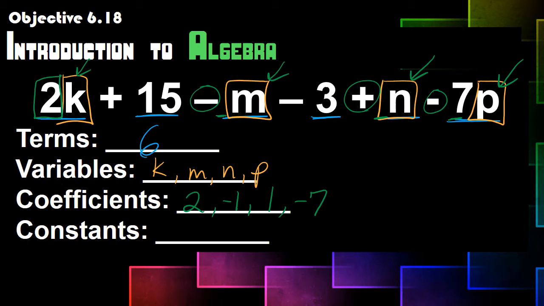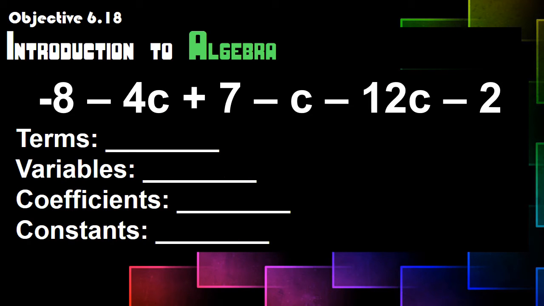These are just straight up the numbers here with no variables by themselves. So we have 15, we have negative 3, and let's just write those in. We have 15 and negative 3. Let's go and try another one here.